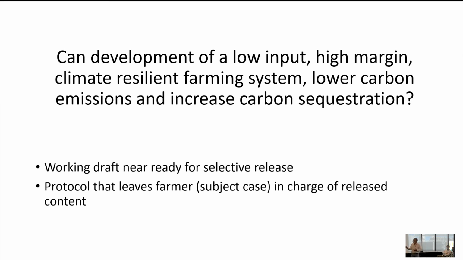Can the development of a low input, high margin, climate resilient farming system, which is a lot of what this chapter is aiming to do, lower its carbon emissions and increase carbon sequestration? There's a working draft. It's very near ready for selective release around the department for comment and input from all the wonderful and knowledgeable people we have here.